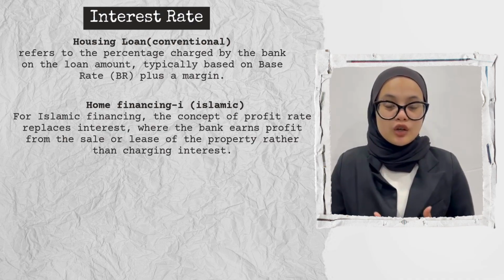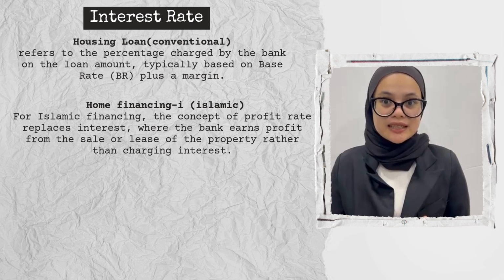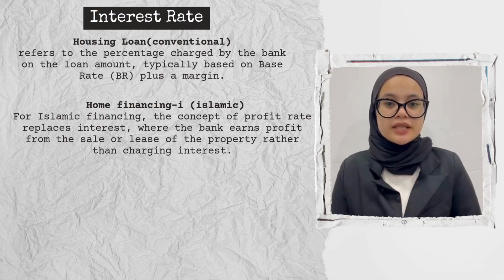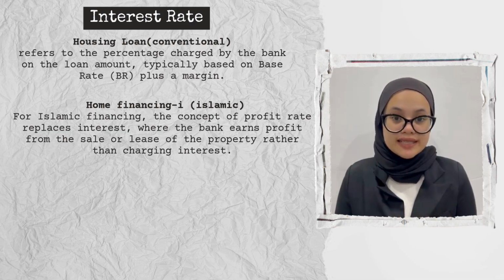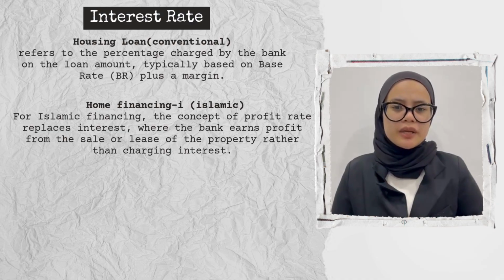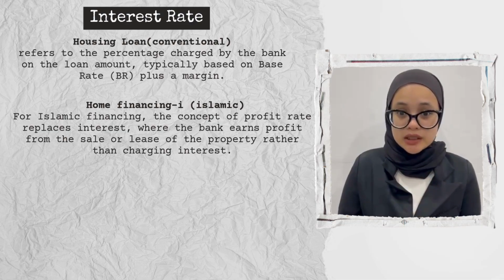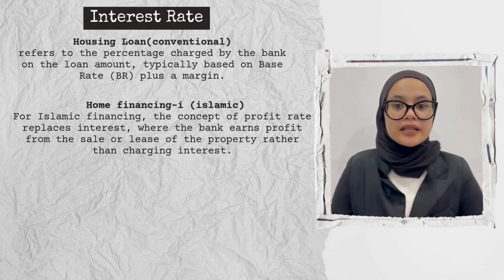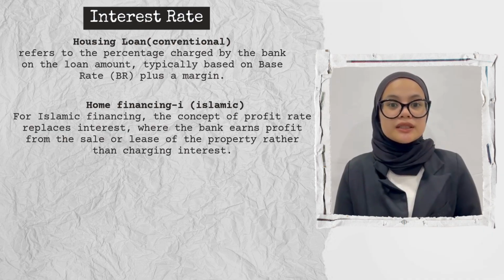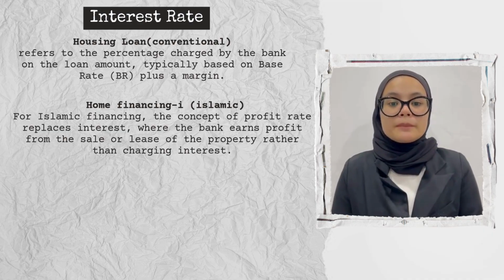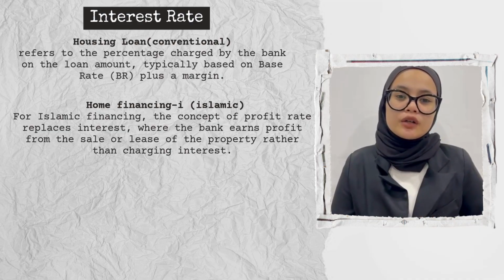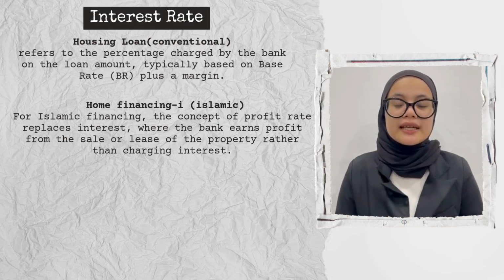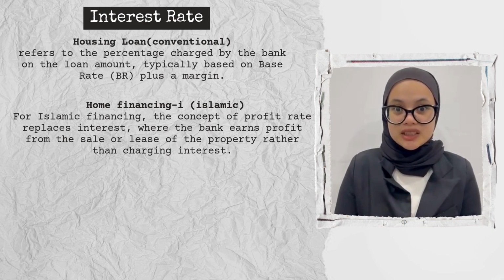The first one is interest rate. For a housing loan or conventional loan, interest rate refers to the percentage charged by the bank on loan amount, typically based on base rate plus margin. While for home financing I or Islamic loan, although it may also follow a floating rate similar to base rate plus margin, it avoids riba and applies a profit margin agreed upon agreement. For example, the rate for home financing I will be slightly higher because it is a profit rate that has been agreed by the customer upon agreement.